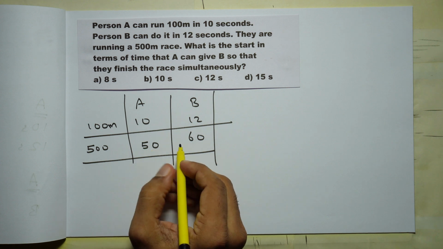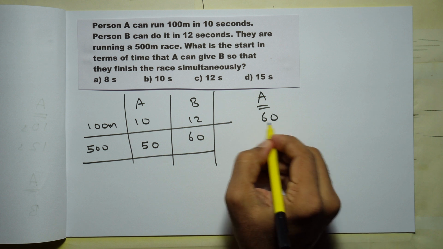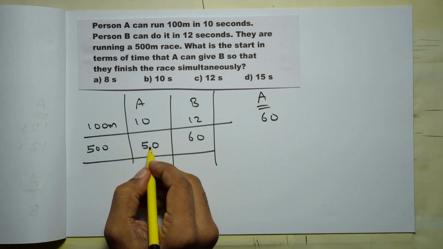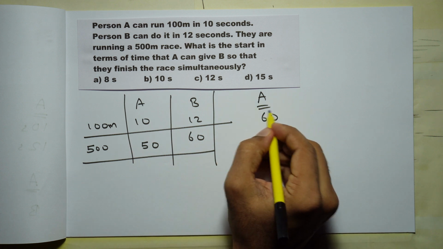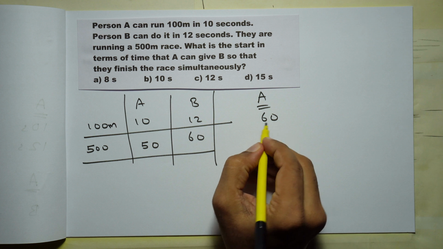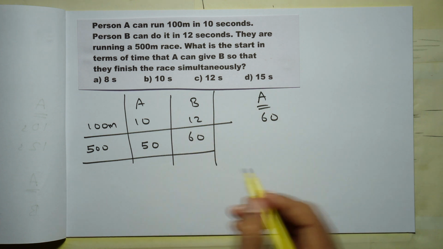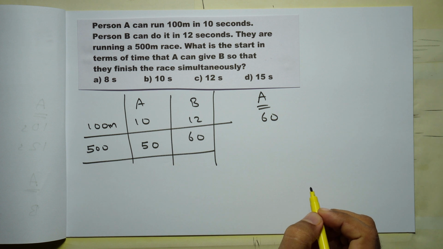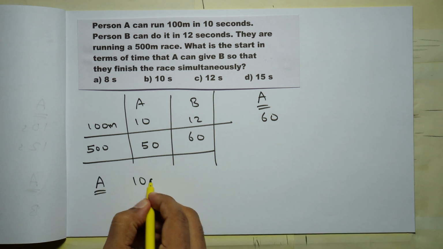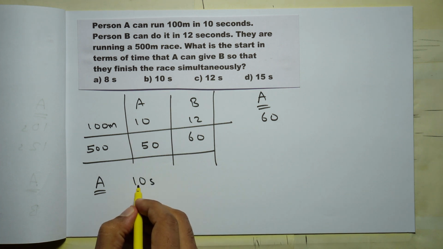So A should run in such a way that A will also take 60 seconds. Actually A requires only 50 seconds. So how can A run in such a way that A will also take 60 seconds? If A also takes 60 seconds, B will also take 60 seconds. They'll both take the same time and they'll finish simultaneously. So the process is like this. For the first 10 seconds, A will remain stationary. A will not move for the first 10 seconds.